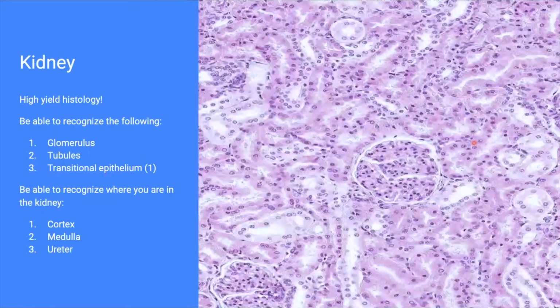Alrighty, let's move on to our GU system. So we're going to start with our kidneys, work our way down, and then we'll take a look at some reproductive organs as well. Kidney histology is surprisingly high yield when it comes to Step 1. So be able to recognize that this sample here, first of all, comes from a kidney, and then be able to recognize specific portions of this.